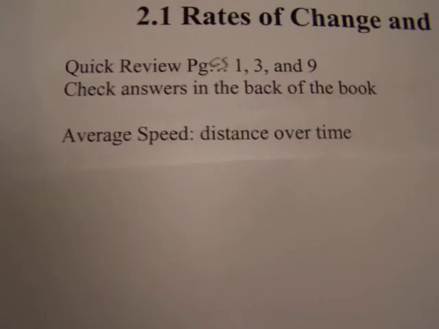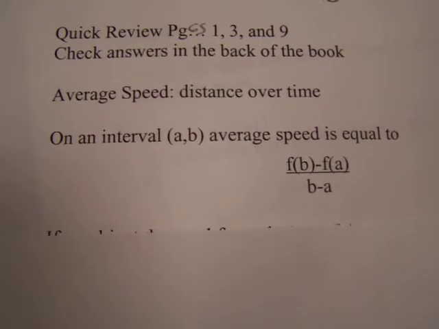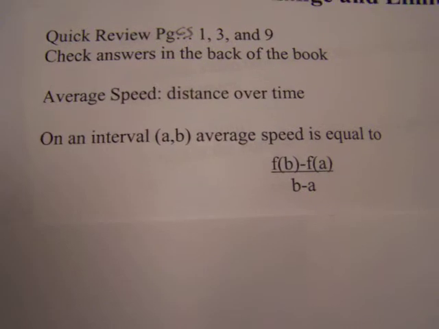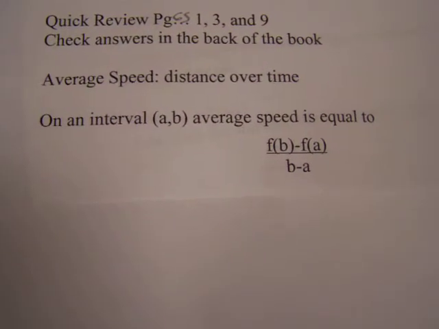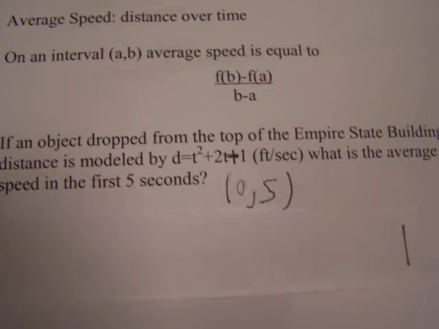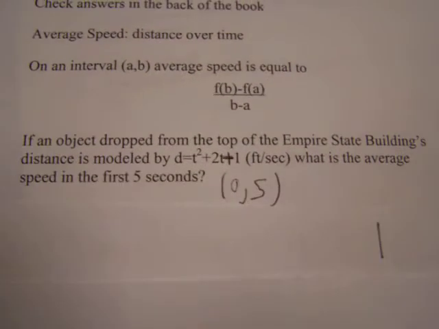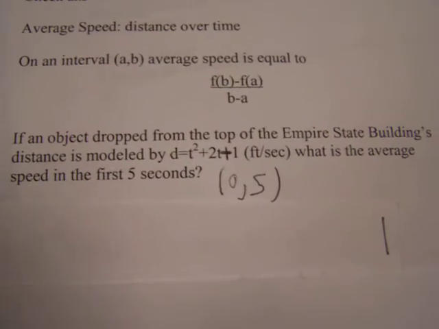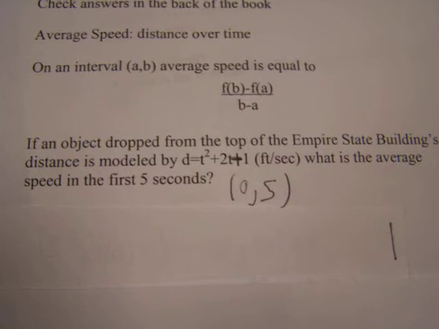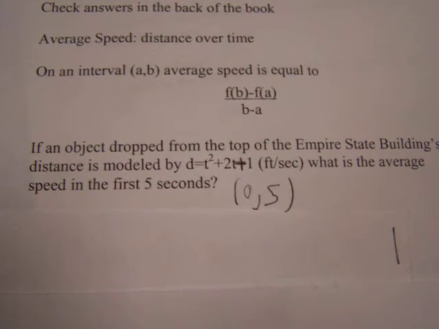Average speed is the distance over time. On an interval from A to B, average speed is equal to f of B minus f of A over B minus A. Now, if an object dropped from the top of the Empire State Building's distance is modeled by d equals t squared plus 2t plus 1 feet per second, what is the average speed in the first 5 seconds?